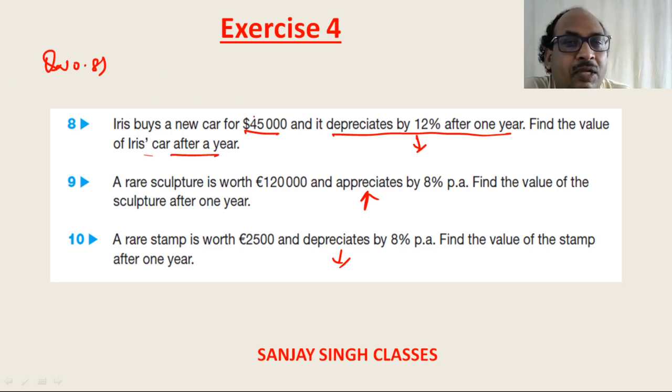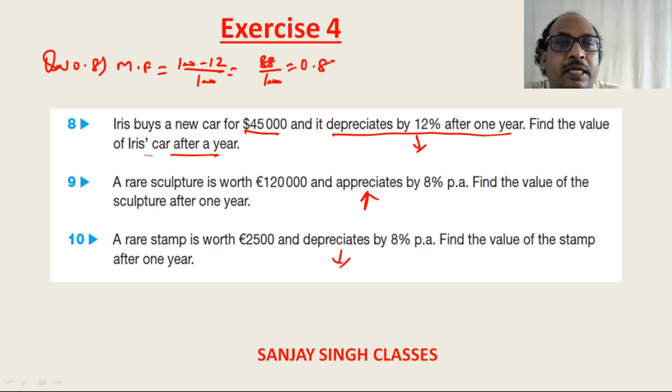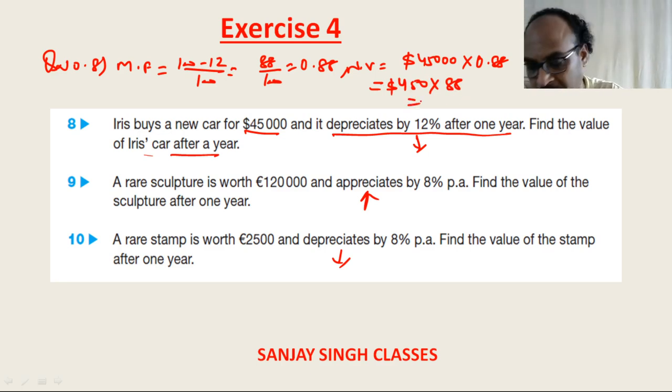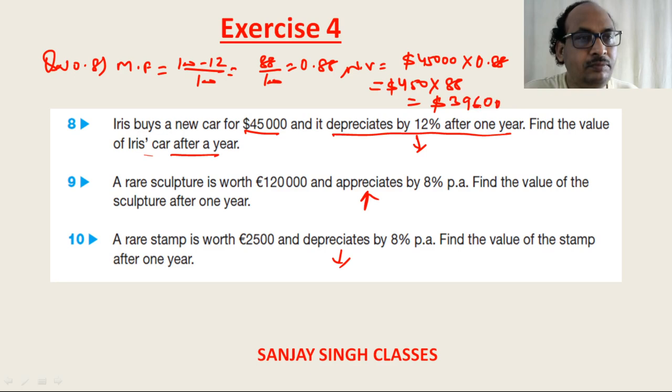So the value is 45,000. So here the multiplying factor is 12% after 1 year, which is a decrease taking place. So 100 minus 12 by 100. So it is giving us 88 by 100, that is 0.88. Okay. So new value will be $45,000 into 0.88. Use two zeros to remove the decimal, $450 into 88, and then we need to multiply. Okay, right? So it will be $39,600. Okay.